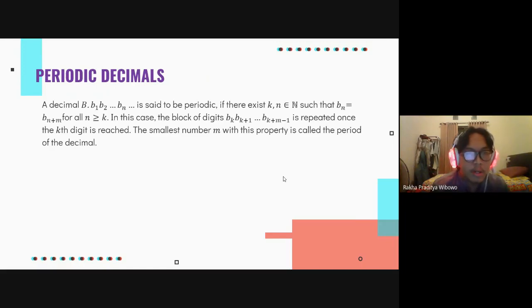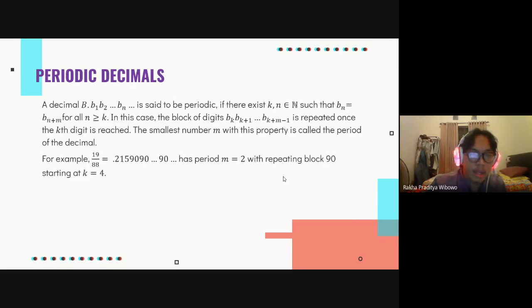The next is about periodic decimals. A decimal b.b1, b2, ..., bn, and so on is said to be periodic if there exists k, m element of N such that bn equals bn+m for all n greater than or equal to k. In this case, the block of digits bk, bk+1, up to bk+m-1 is repeated once the kth digit is reached. The smallest number m with this property is called the period of the decimal.